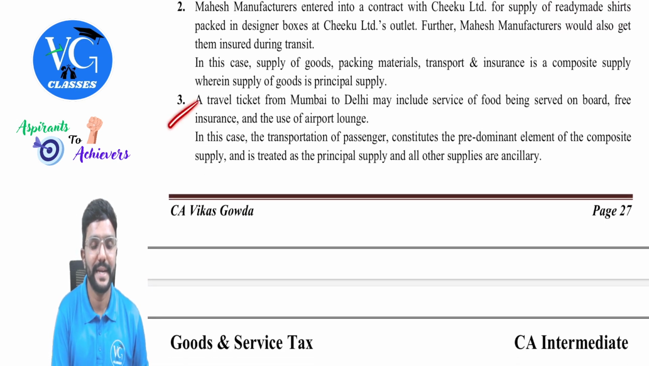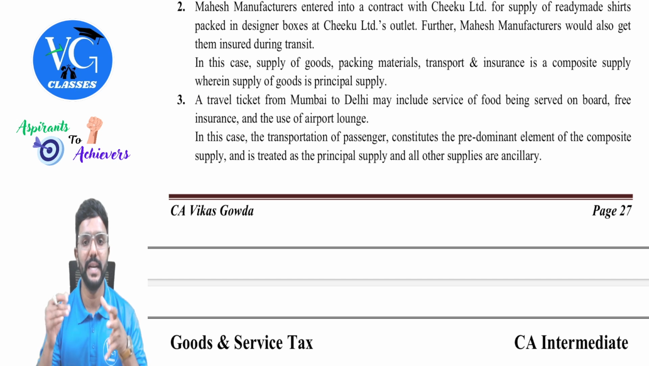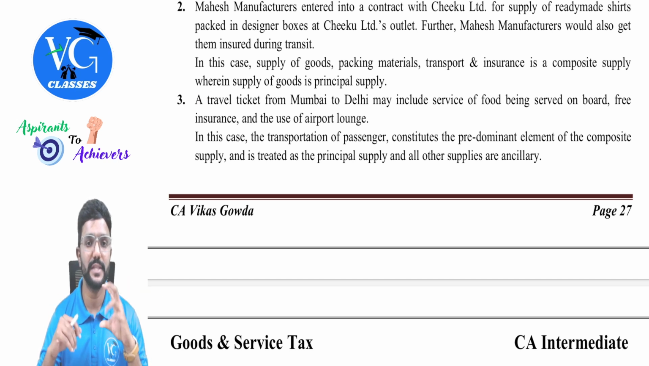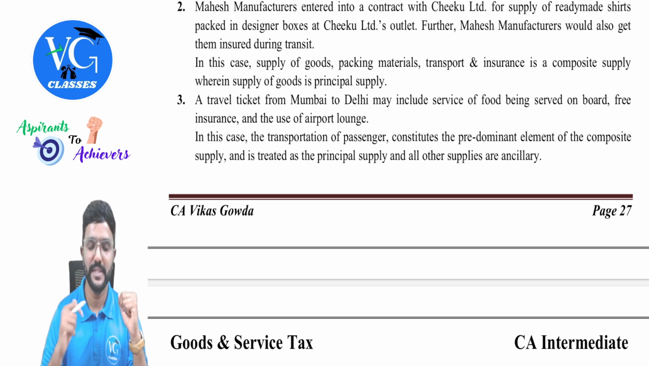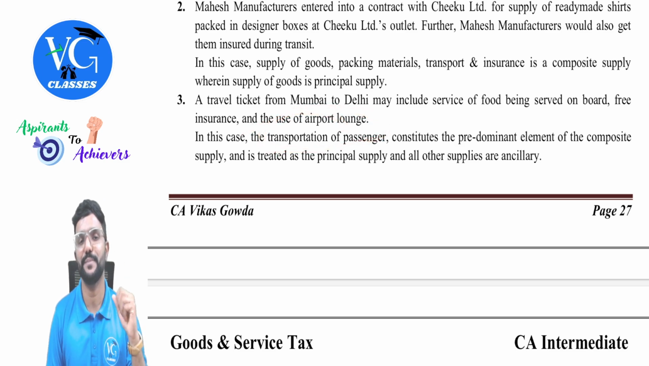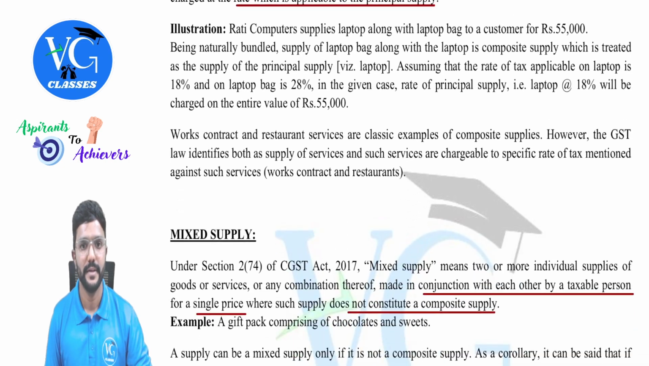Okay. Next, a travel ticket from Mumbai to Delhi may include service of food being served on board, free insurance, and the use of airport lounge. Okay. So, is it a composite supply? Yes, guys. It is naturally bundled. Yes, it is a composite supply. But which is the principal one here? The principal one is the transportation of passenger service, guys. That is the principal supply. Rest all is ancillary. Okay.